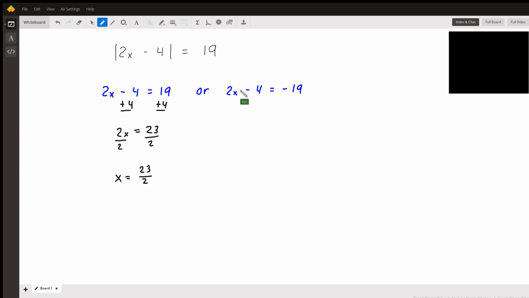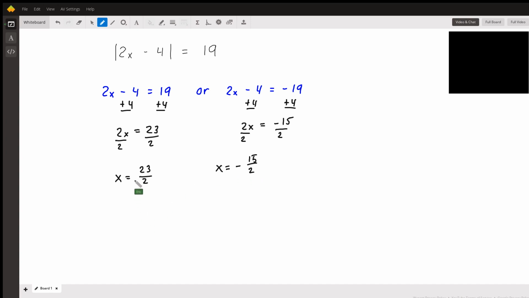So or 2x minus 4 equals negative 19. So we're just going to solve this equation now by adding 4 to both sides. And we're going to get 2x is equal to negative 15. Now just divide both sides of the equation by 2. And then we're going to get x equals negative 15 halves.